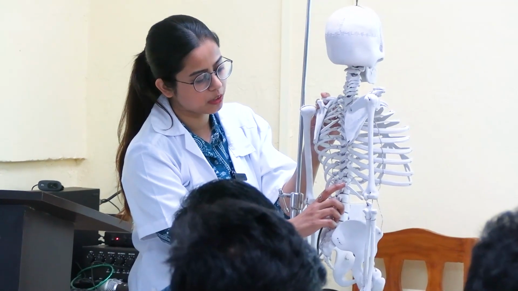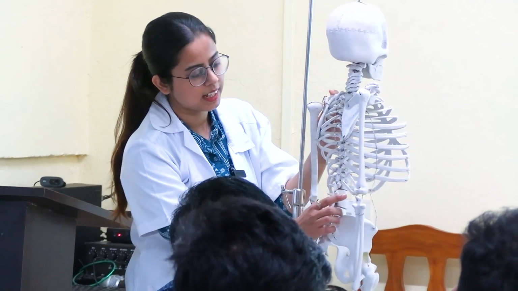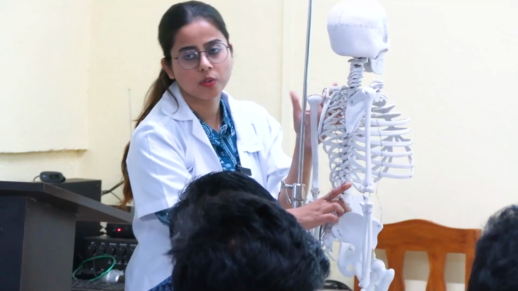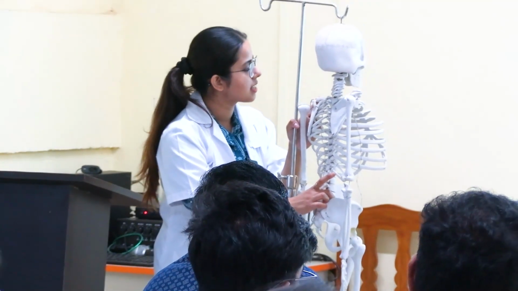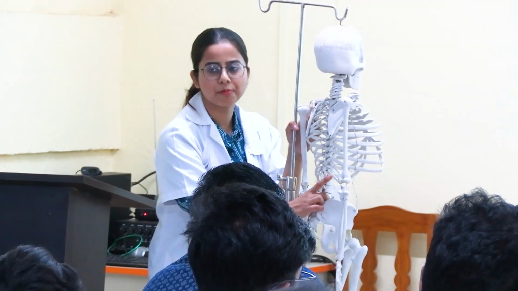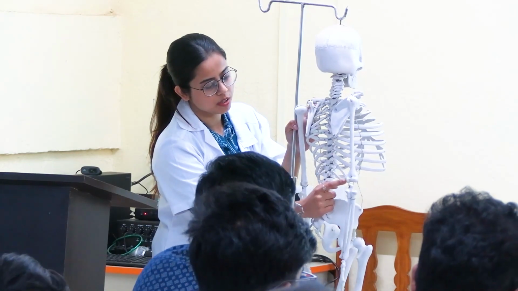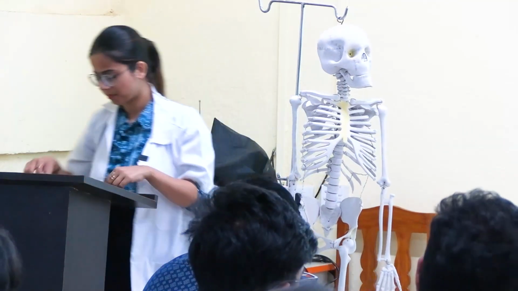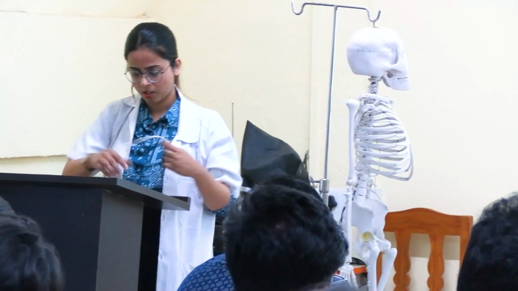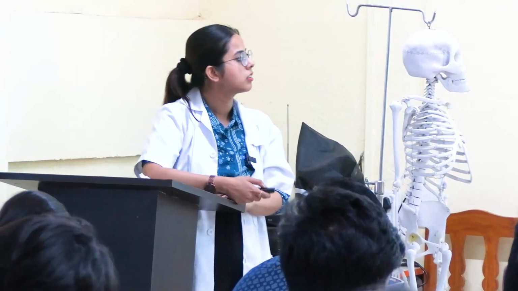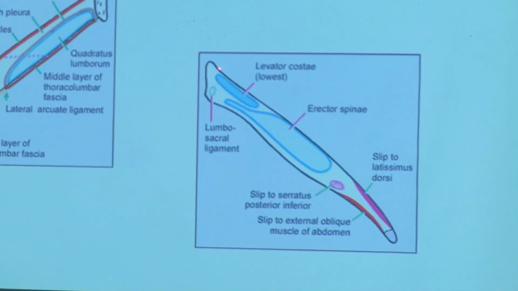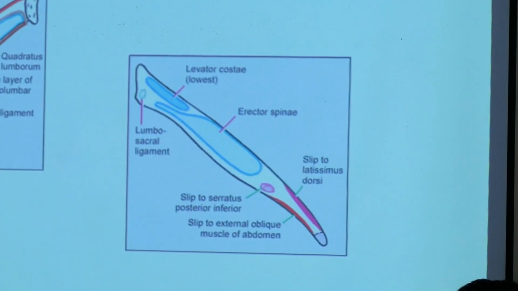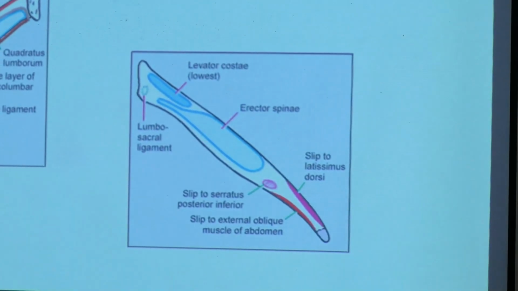Then we have levator costae, erector spinae. Then three muscles. First will be what? First will be your serratus posterior inferior. Then you will have your latissimus dorsi over here, and then your external oblique muscle of the abdomen. Okay. So two ligaments. Here will be the lumbocostal ligament. Here will be the costotransverse ligament, in the medial part of the posterior surface.